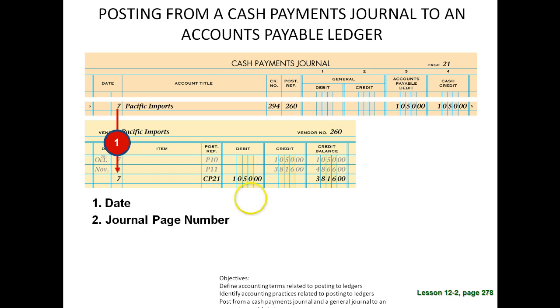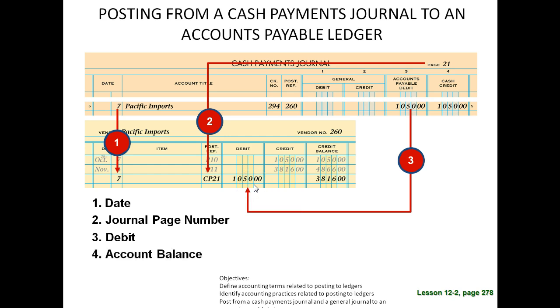We write the journal page number, CP21. This tells me it came from Cash Payments Journal, page 21. Ooh, page 21 right there. This is just like when we did it in the general ledger. Nothing has changed much. We write whether it's a debit or credit. Well, this is going to our accounts payable, into our subsidiary accounts payable ledgers. So it's going to be a debit, right? This is the first thing we do. We come over here, we say, all right, here's a debit. It's for $1,050.